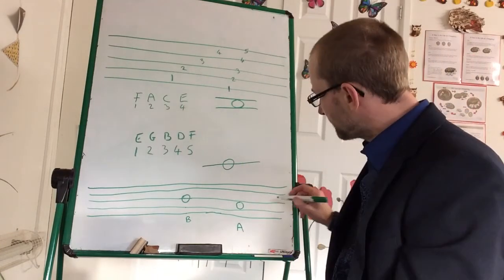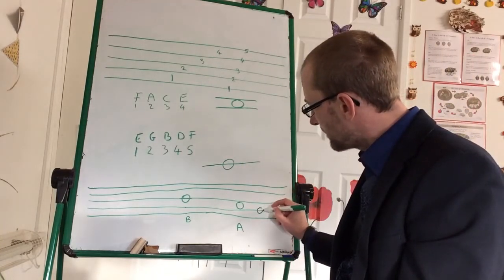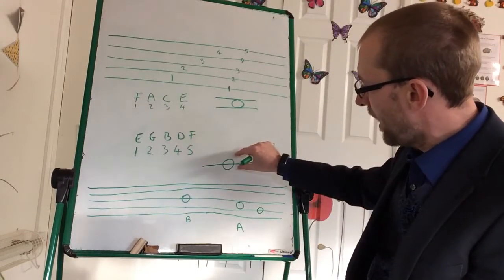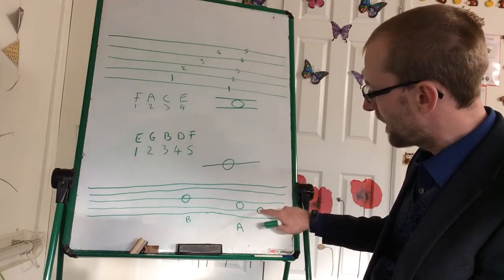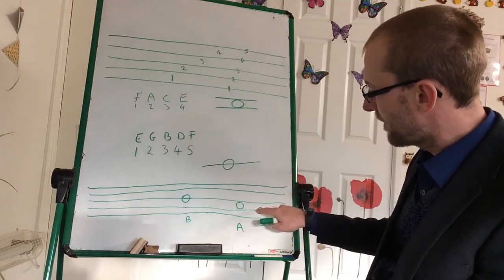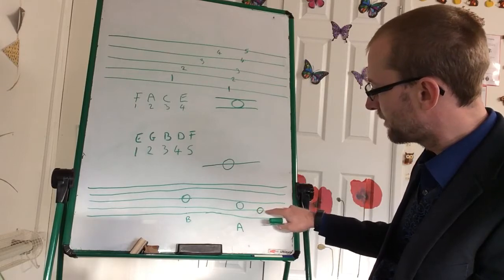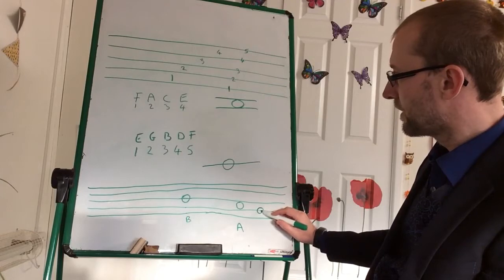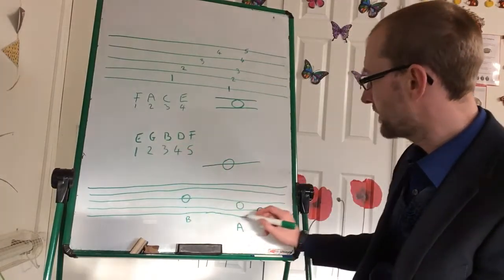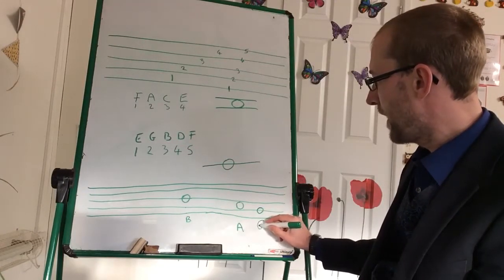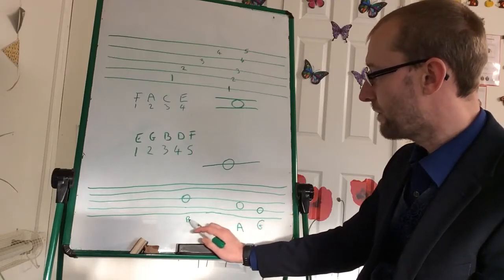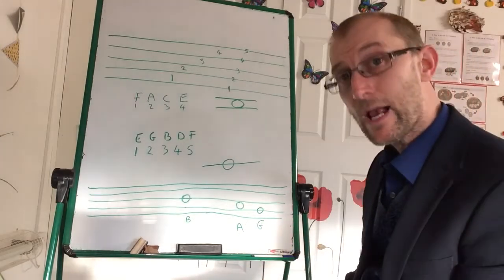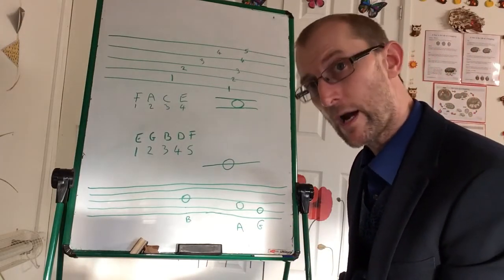Let's try one more. I'm going to put a note here. So we'll make the decision. Is it a space or is it a line? We can clearly see there is a line going through it there. So, Every Good, it's the second line, it's a G. And we have made B, A, G. And that's how you read the music using the 2 rhymes.